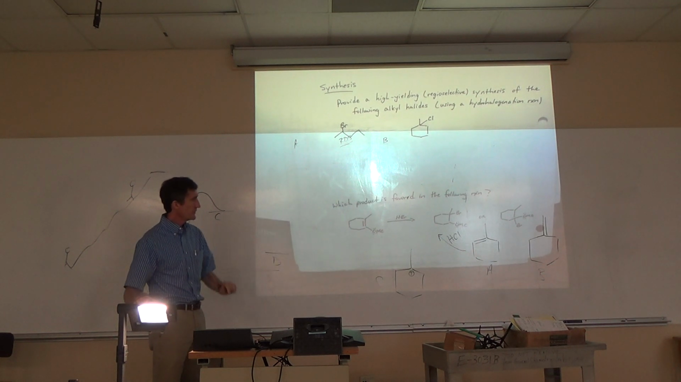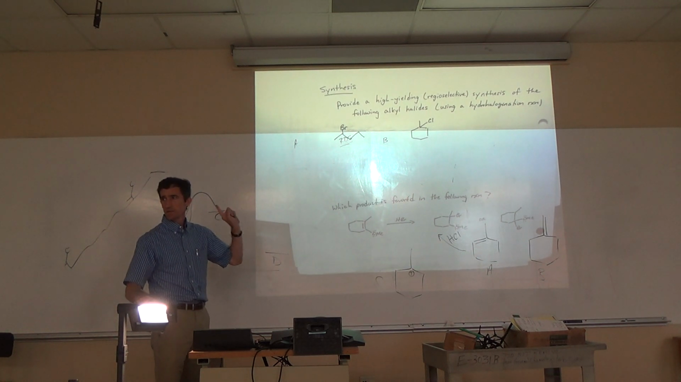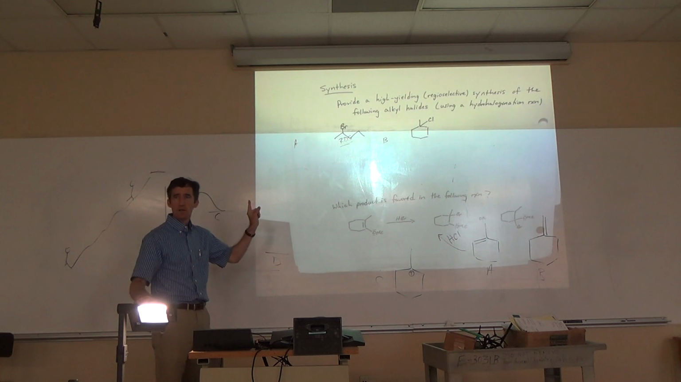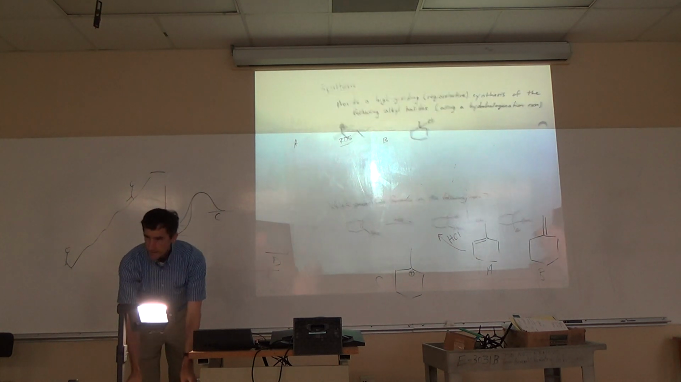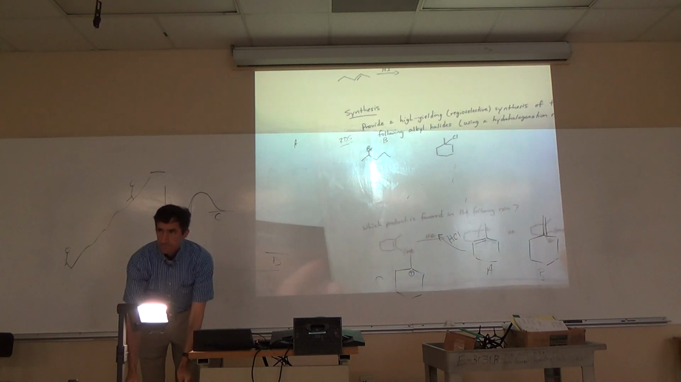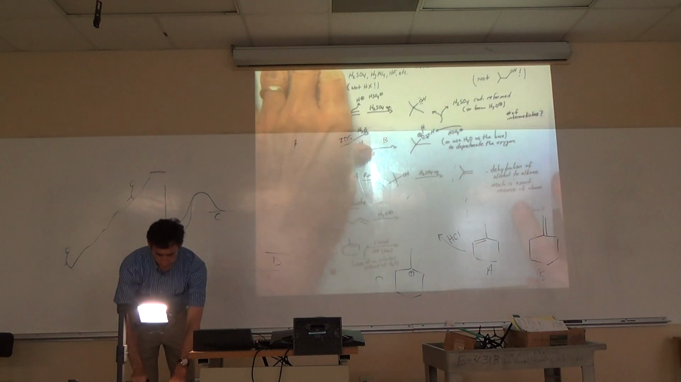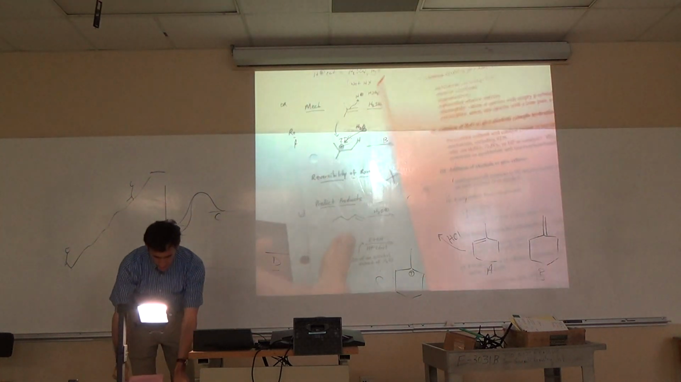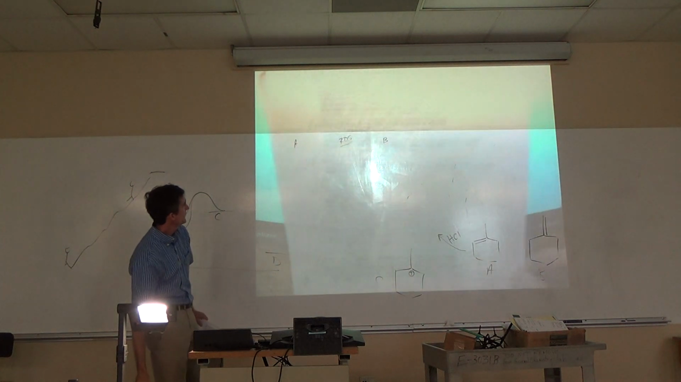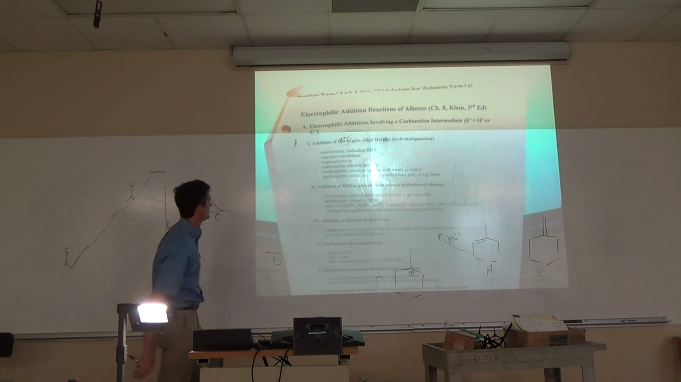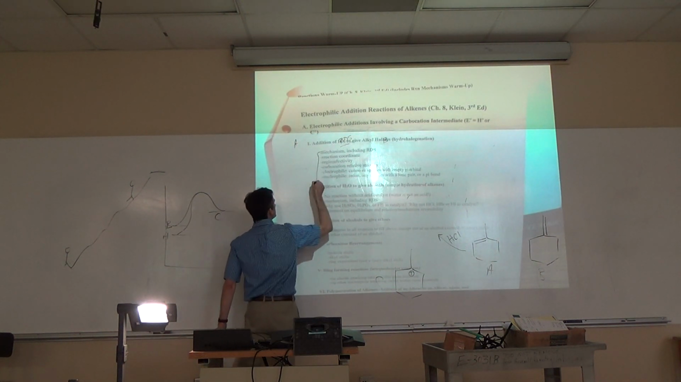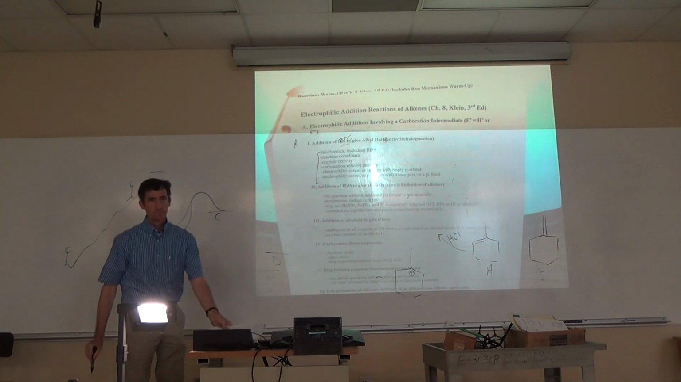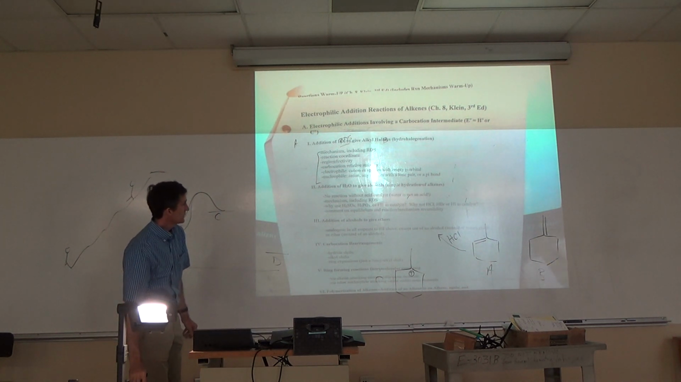Which product is favored in the following reaction? You have to think about that a little bit. It does involve resonance. Think about that, and we'll come back to that at some point. Okay, that was Roman numeral 1. Did we cover everything? Did we cover these things? I think we did. Roman numeral 2.